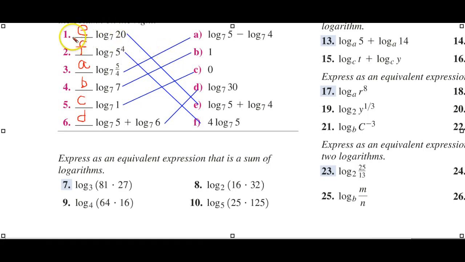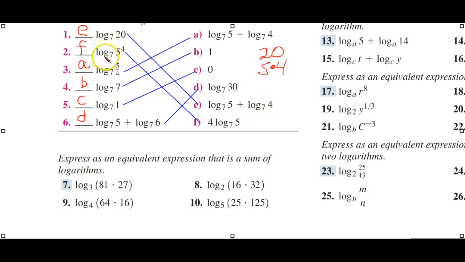Now, as we look at number 1, log base 7 of 20, notice what they've done is they've taken that 20 and brought it into its two factors, 5 times 4. So then when they wrote it as a product in logarithms, we add exponents. So this one was a little tricky.